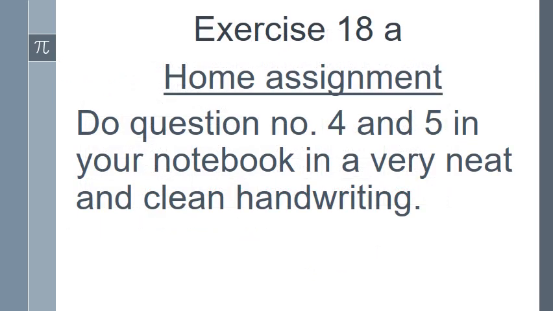So children, now we have done question number 4 and question number 5 of exercise 18A, and I hope you have very well understood both the questions. So now let us see what is your home assignment. Well, in your home assignment, you have to do question number 4 and 5 in your notebook in a very neat and clean handwriting.